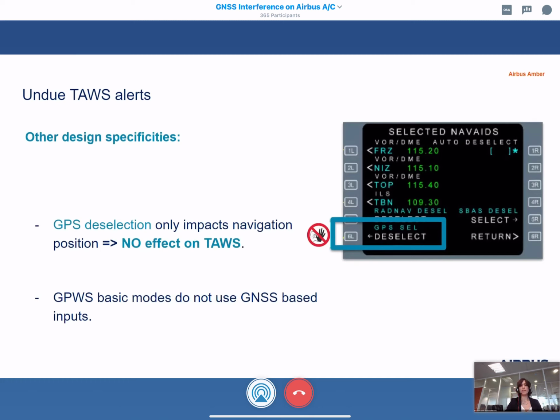Other design specificities to be taken into account is that the GPS deselection only impacts the navigation position. It has no effect on TAWS. Also, GPWS basic modes do not use GNSS-based input.